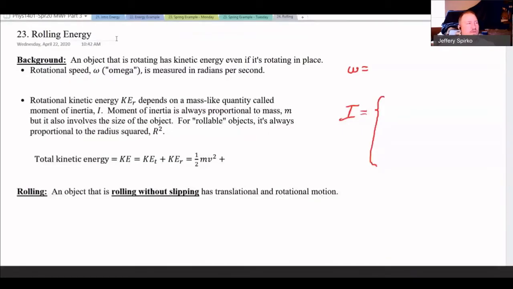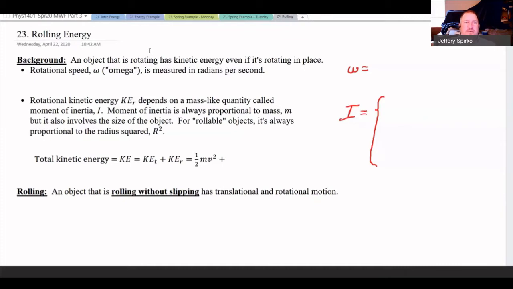So we have one more pure energy topic to talk about before we shift gears and go to momentum next week and talk about collisions. And that is the idea of rolling energy. When an object is rotating, it has some additional kinetic energy that is beyond the regular 1/2 mv squared kinetic energy that we're used to dealing with.